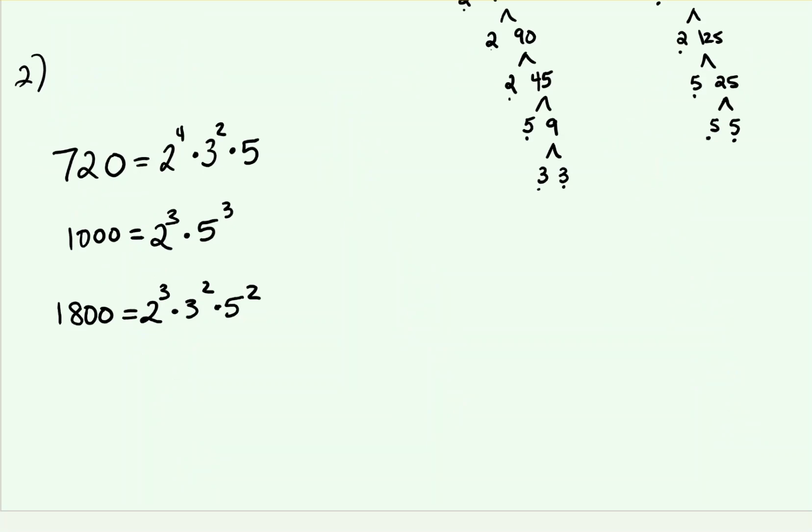So at this point, I think it could be helpful to rewrite the numbers and their prime factorizations just vertically so that we can easily compare what primes are common to each factorization. For instance, see that we've got the prime 3 in the prime factorization of 720 and 3 in the prime factorization of 1800, but it's not present in 1000. Because it's not present in all the prime factorizations, it's not going to be a part of the GCF. Not 3.